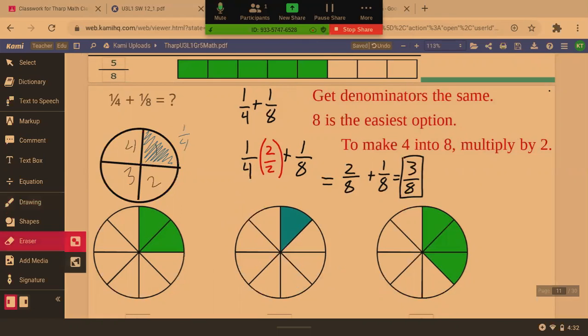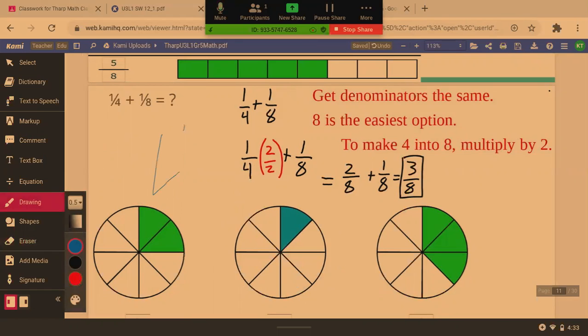Because now that I manipulated it, I have 8 pieces down here. 1, 2, 3, 4, 5, 6, 7, 8. And that's the same portion. That's the same size as 1/4, but we just made more pieces.